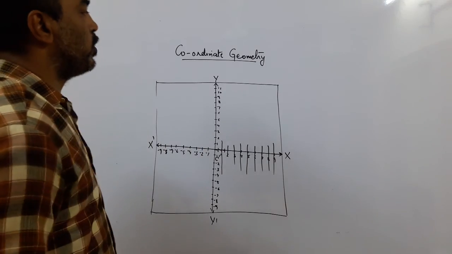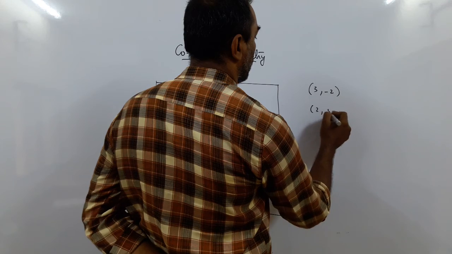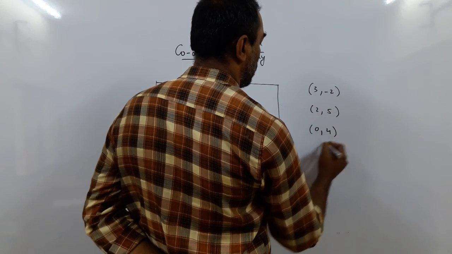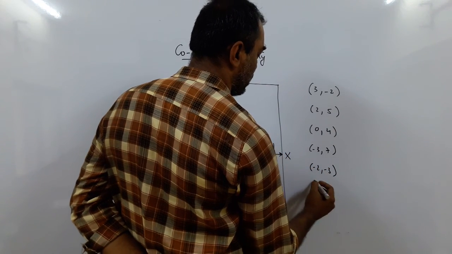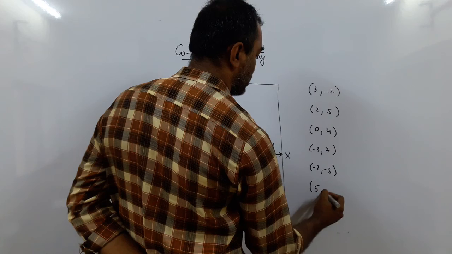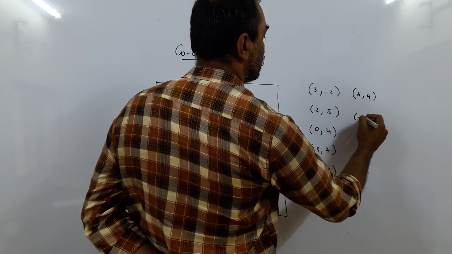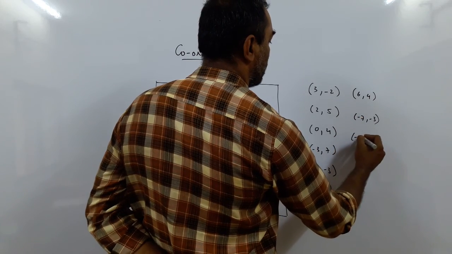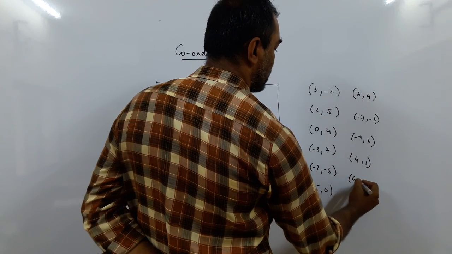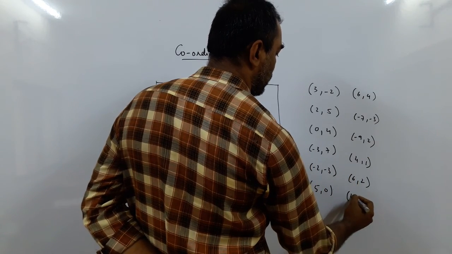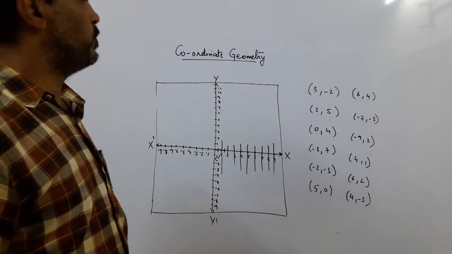Okay, so once you plot this, I'm writing a few numbers here: (3, -2), (2, 5), (0, 4), (-3, 7), (-2, -3), (5, 0), (6, 4), (-7, -3), (-9, 2), (4, 1), (6, 2), and (4, -3). So I have written 12 points on the board, right?